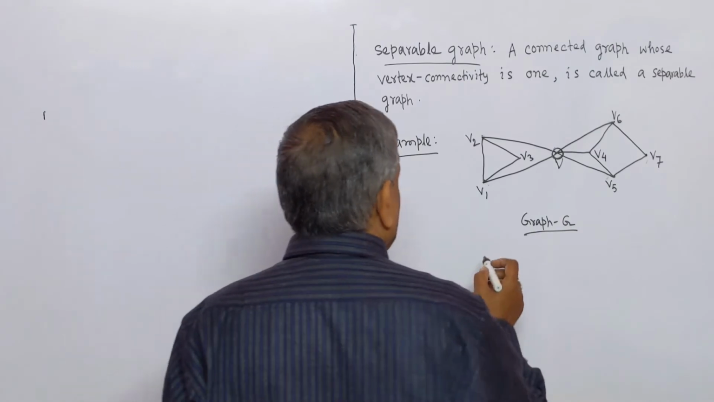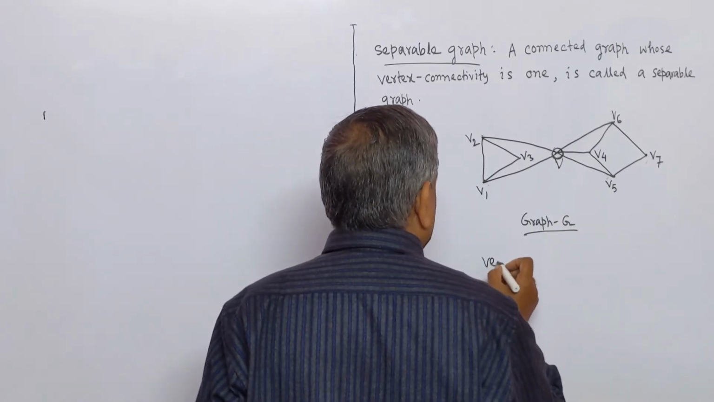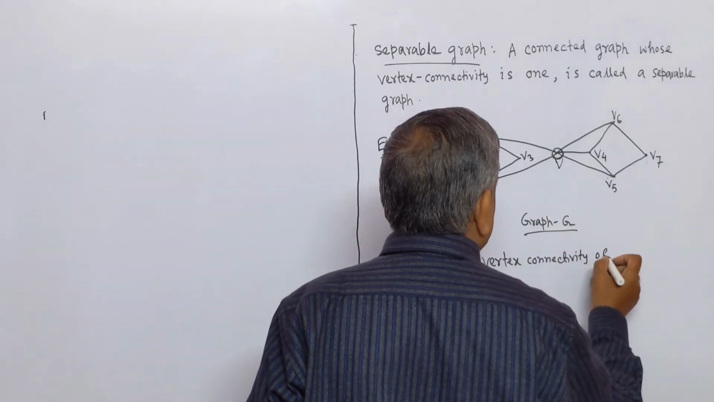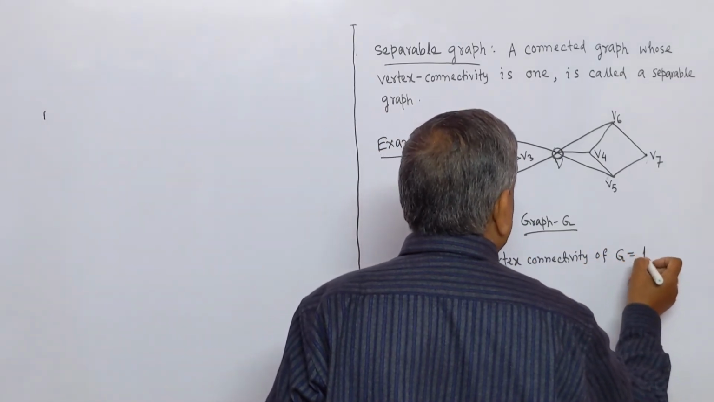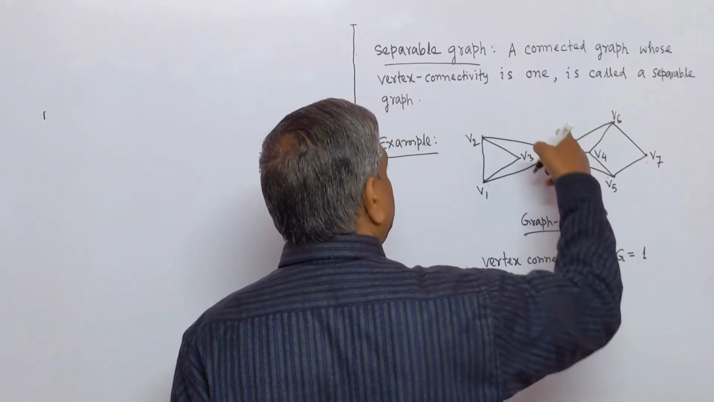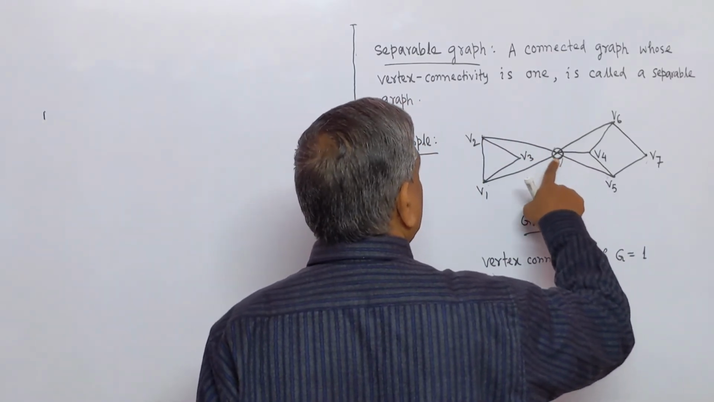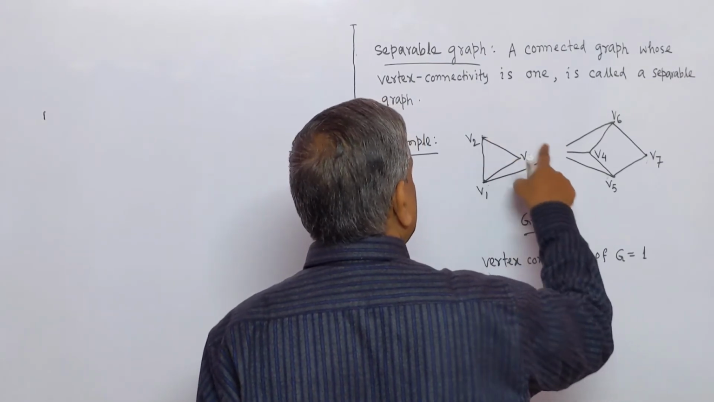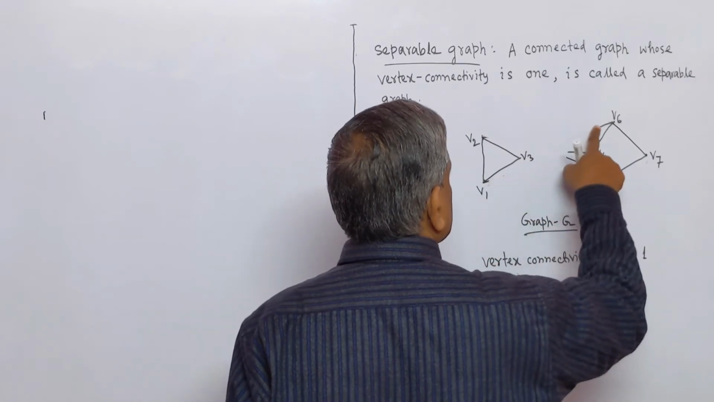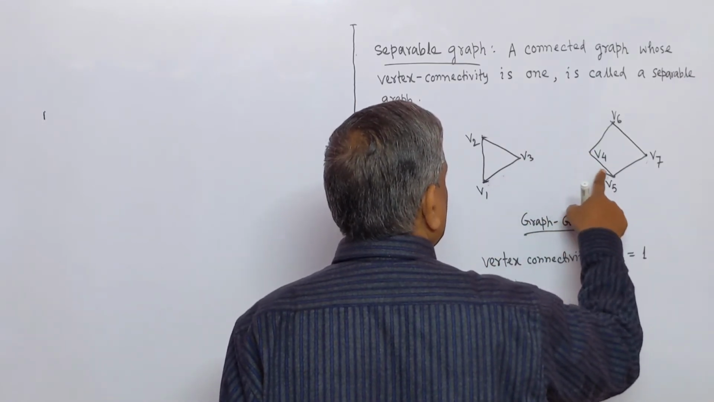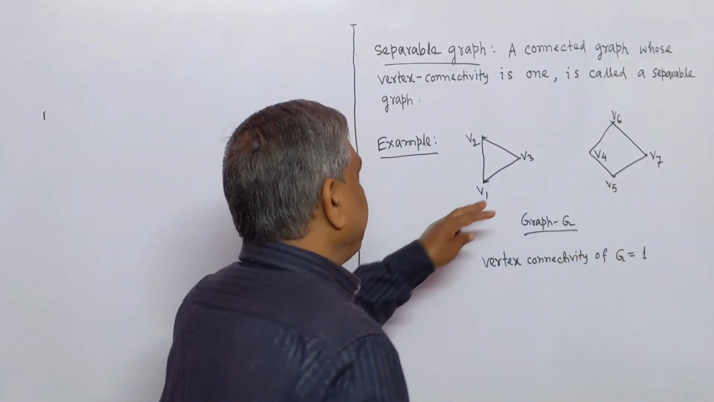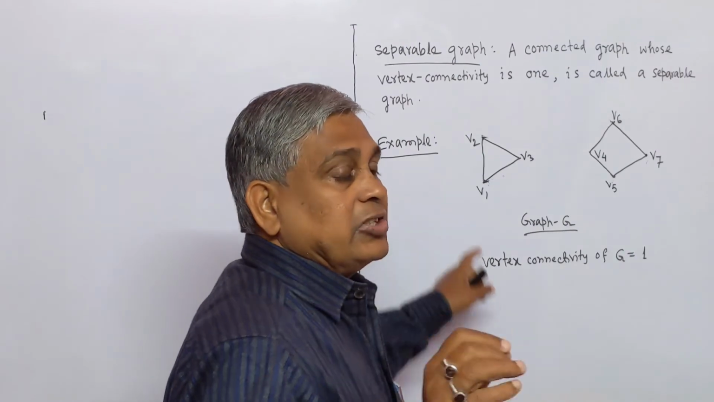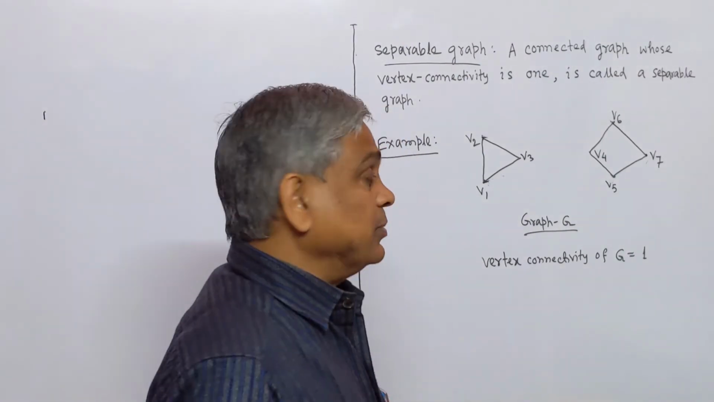That means vertex connectivity of graph G equal to 1. Therefore, this graph is a separable graph. If we remove this vertex V along with the edges, we get two disconnected graphs. Hence, this graph is a separable graph.